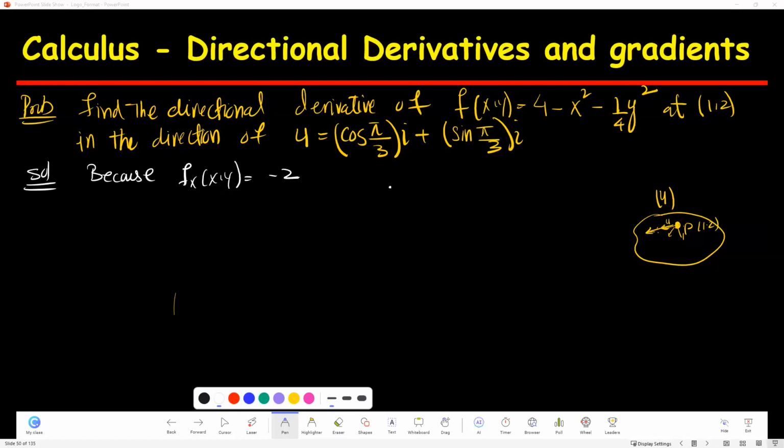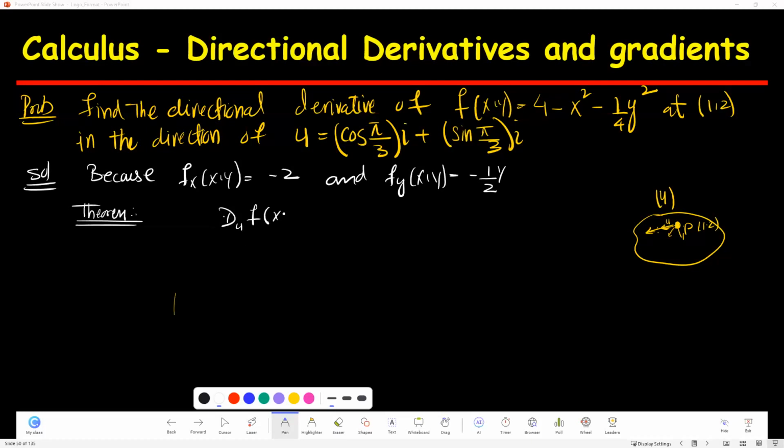It will be -2, right? And fy for the function f(x,y) equals -1/2y. Okay. So we're going to write the theorem, right? That's what we learned earlier. And the theorem is that Du, the directional derivative at unit vector u, means the directional derivative in the direction of the unit vector for this function.